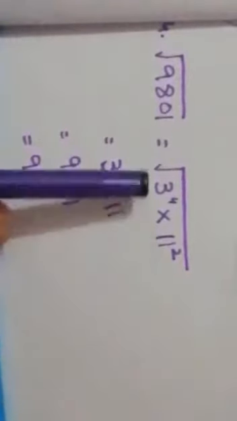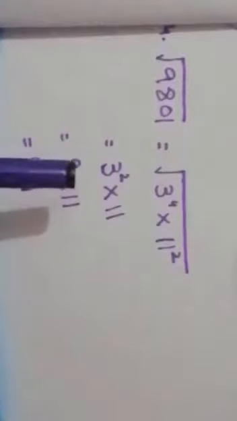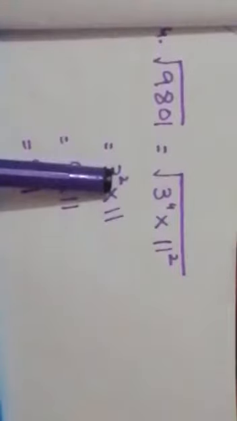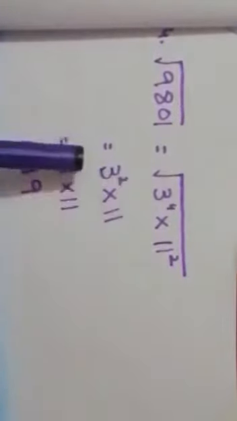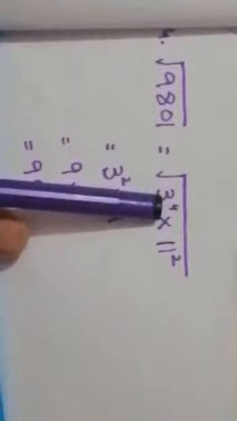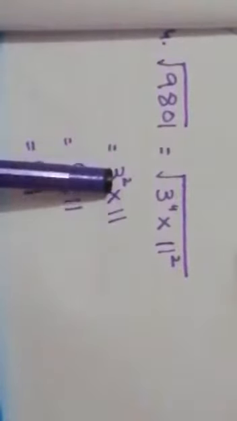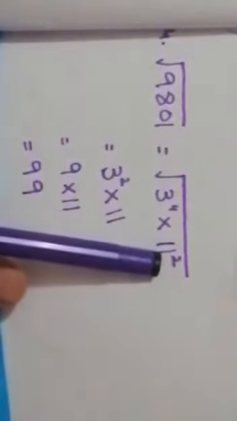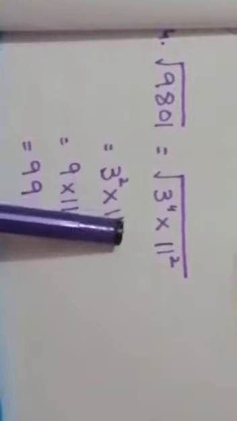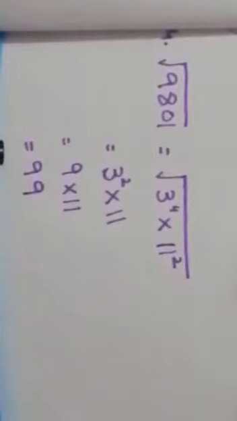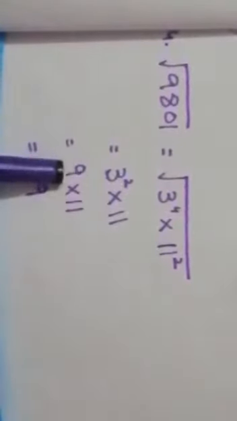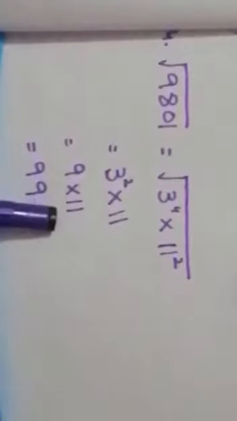So the question is the square root of 9801, and its prime factorization is given: 3 to the power of 4 and 11 to the power of 2. When we take the square root, we have already learned to keep the base the same and halve the power. Half of 4 is 2, and half of 2 is 1, so 11 to the power of 1, where we don't write the 1. 3 to the power of 2 means 3 multiplied by 3, which is 9, multiplied by 11. 9 multiplied by 11 is 99. Come to the next question.